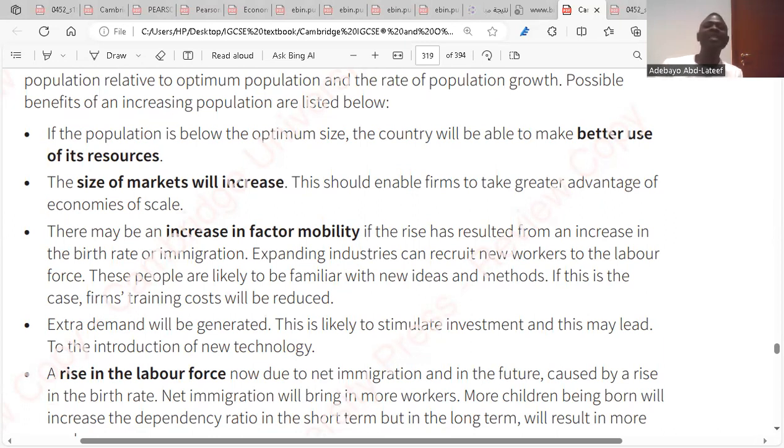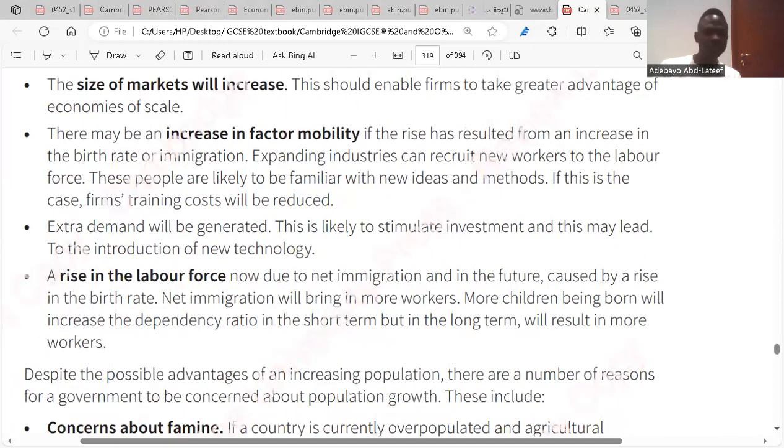They said the size of the market will increase. This should enable firms to take greater advantage of economies of scale. So the size of the market will increase, and that allows them to produce more, which means they can engage in large-scale production. As they engage in large-scale production, that will give them the benefit of exploiting economies of scale.